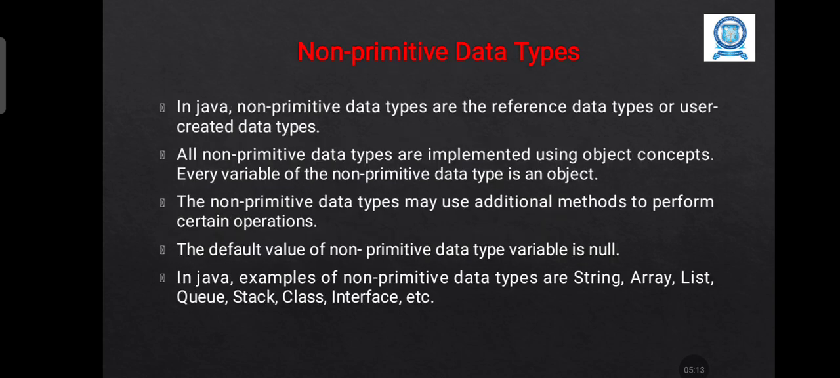Non-primitive data types. Non-primitive data types are implemented using object concepts. In Java, every variable of a non-primitive data type is an object. For example, string, array, list, queue, stack, class, interface, etc. These are considered as non-primitive data items. In our subject, we will study string, array, list, class and interface as separate topics.